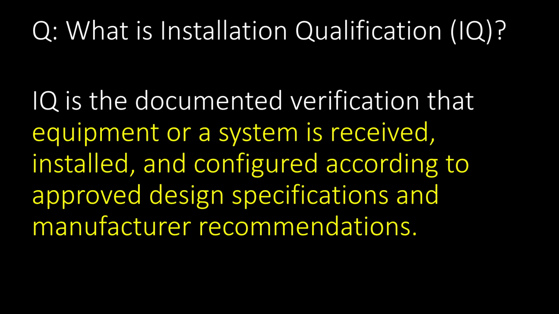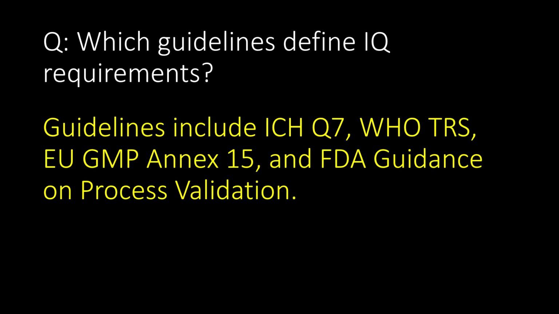What is installation qualification or IQ? IQ is the documented verification that equipment or a system is received, installed, and configured according to approved design specifications and manufacturer recommendations. Which guideline define IQ requirements? The guidelines which define IQ requirements are ICH Q7, WHO TRS, that is Technical Report Series, EU GMP Annex 15, and FDA's guidance on process validation.